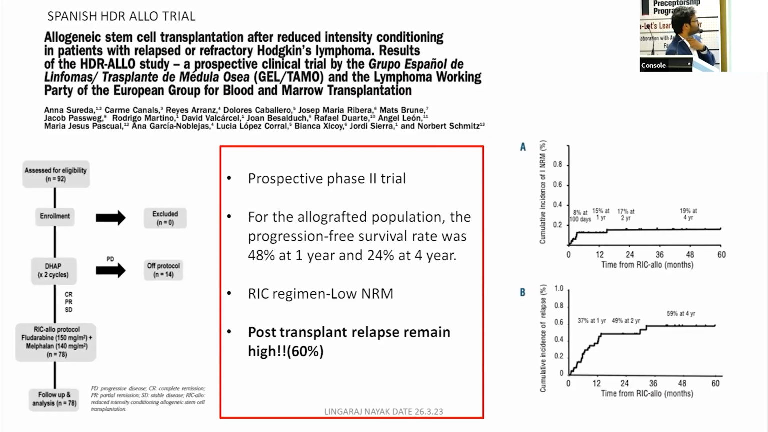This is prospective phase 2 data. All patients underwent allotransplant. The PFS was 48% and 24% at 4 years. Post-transplant relapse is 60%. So allotransplant is not always hunky-dory in relapsed Hodgkin. 60% of patients are again going to relapse post-transplant, and this is with an RIC regimen with low TRM.